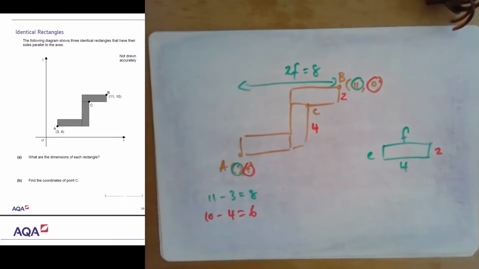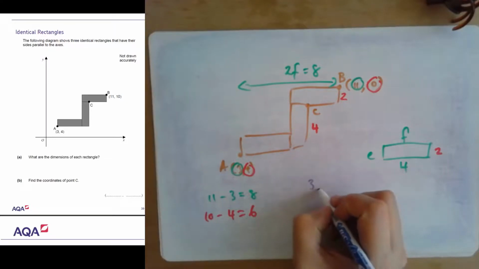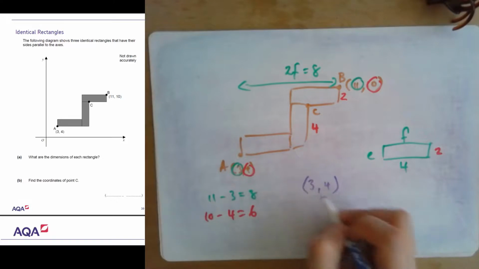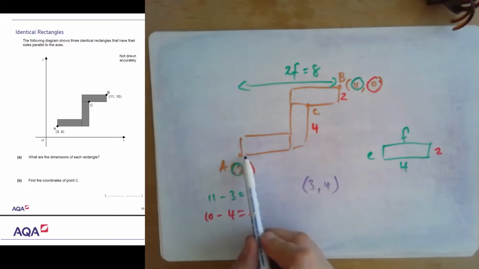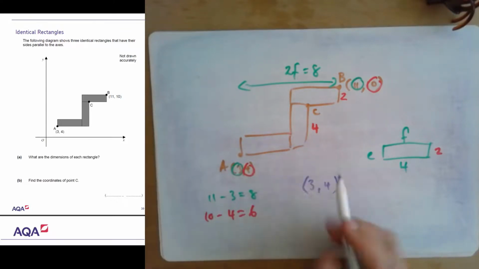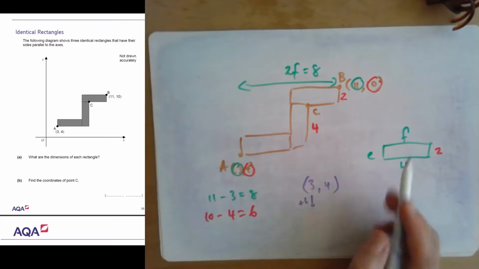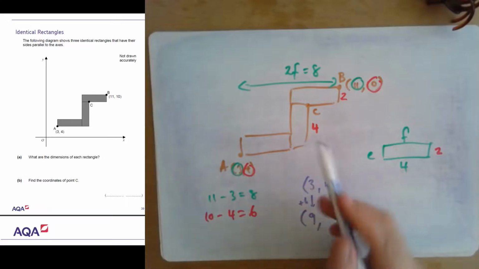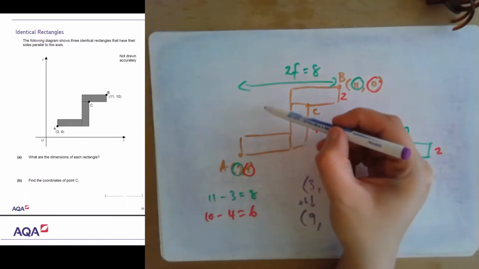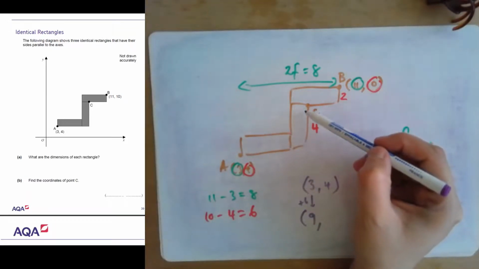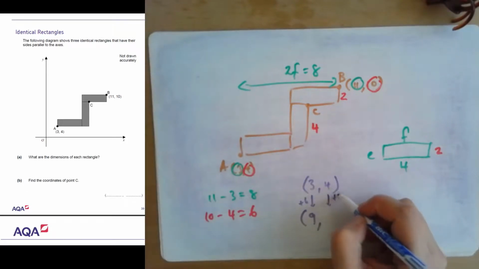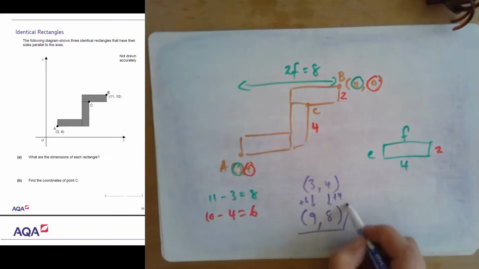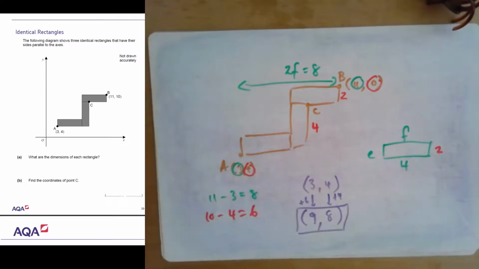Okay, and point C shouldn't be too hard once you already know how far you're going. So once I've got A, so A is my 3, 4, right? And then I know for my X, I'm going to go 4 and I'm going to go 2. So I'm going to add 6 to this one, right? So 3 plus 6 is 9. And then when I'm going up, I'm going to go up 4 just to get to that point. So let's add 4 to this one. That's 9, 8. Okay, so point C equals 9, 8.